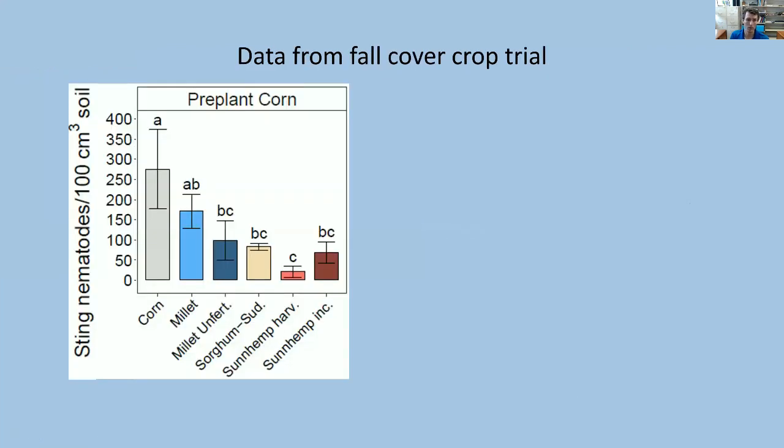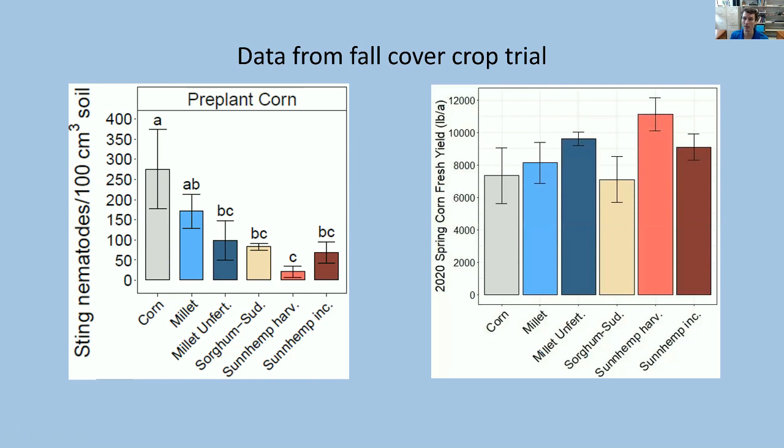As far as the actual data, this is sting nematode populations right before planting corn in the spring. And when we used corn as our cover or rotation crop, we had much higher populations versus our sun hemp, which tended to be our best crop for managing that nematode. And the corn yield was not significantly different among our different treatments, but there was definitely a numeric trend to be greater following our sun hemp treatment.